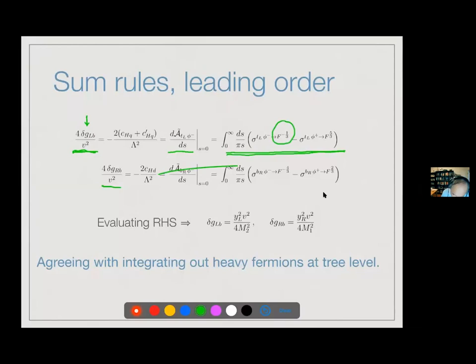Also, you can directly evaluate the right hand side. This is just 2-to-1 cross sections. You can do it by hand, so this is easy to do, and evaluating this just gives you a shift of the left-handed coupling proportional to this, and right-handed coupling proportional to that. And this agrees with integrating out heavy fermions at the tree level, obviously. So this way of using the sum rules is equivalent to EFT matching at tree level.